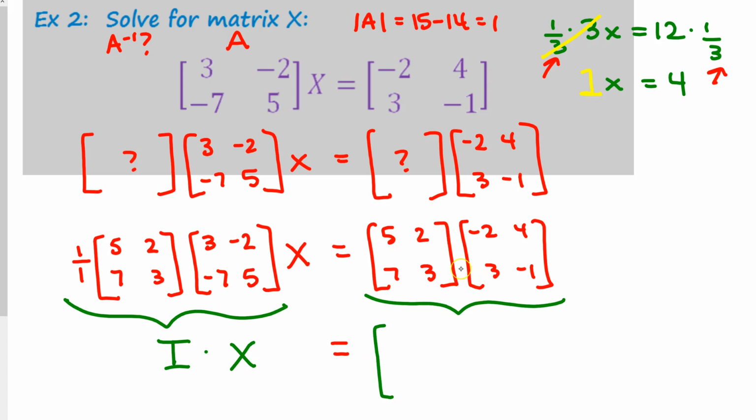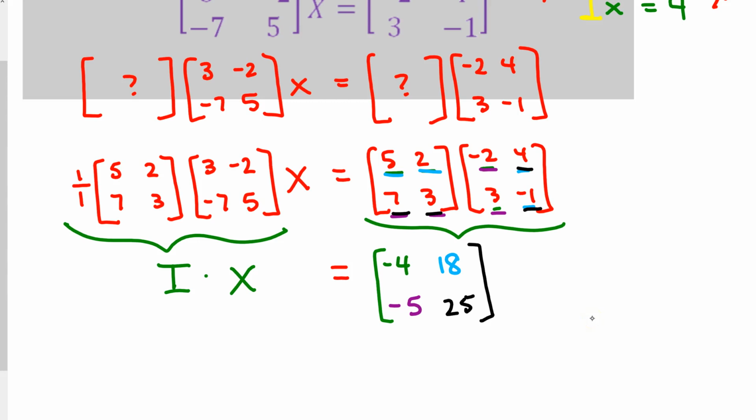So remember, across a row, down a column. So 5 times negative 2 is negative 10, plus 2 times 3, 6. So that's negative 4. And then 5 times 4 is 20, plus 2 times negative 1, negative 2. So that's 18. And then 7 times negative 2 is negative 14, plus 3 times 3, 9. So that's negative 5. Hope I'm not making any mistakes here. 7 times 4 is 28, plus 3 times negative 1, negative 3. So that's 25. So that tells us that for x, we have the matrix negative 4, 18, negative 5, 25.